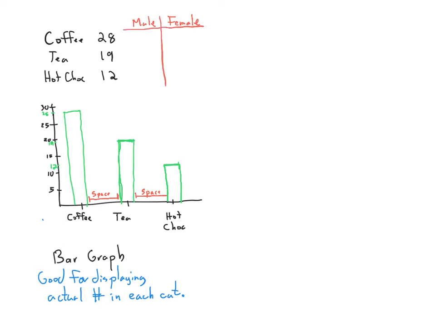So out of those 28, let's say 18 males like coffee and 10 females like coffee. With tea, let's say it's 7 and 12. And with hot chocolate, let's say it's 6 and 6. So we can draw a two-way bar graph that indicates this data. What we're going to do is going to be the same idea.